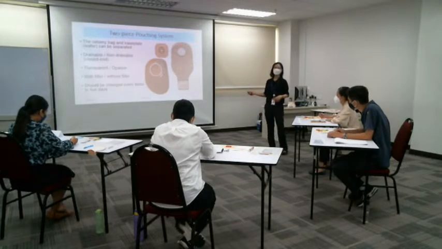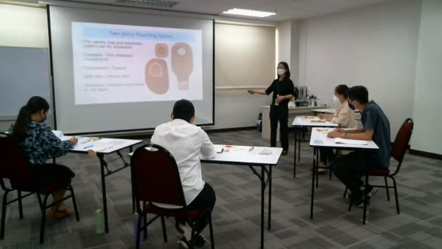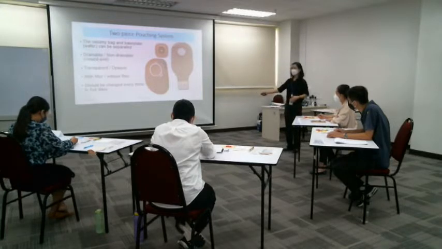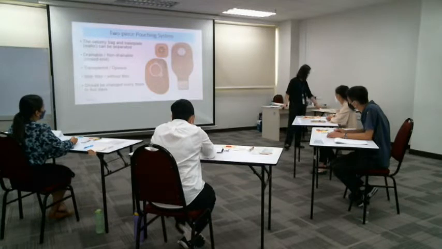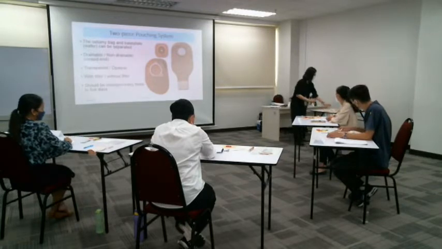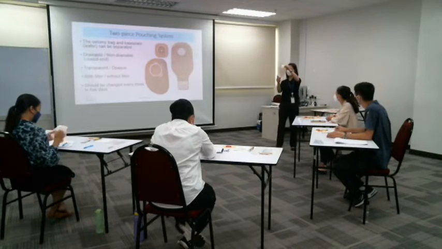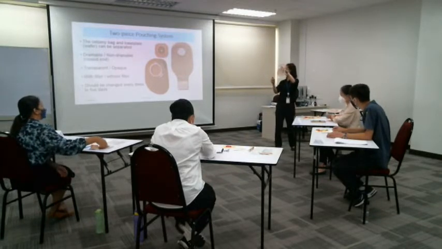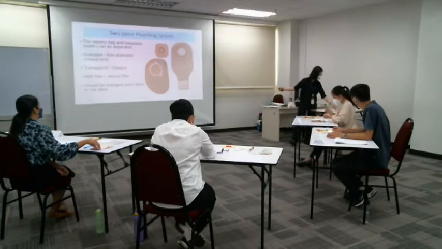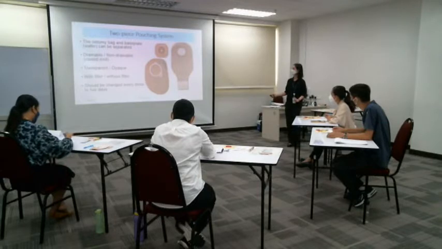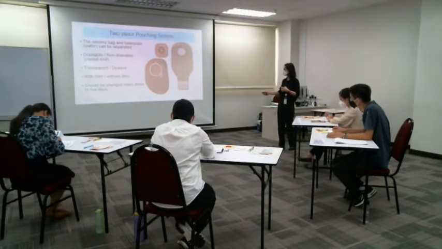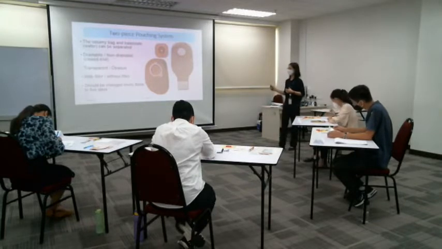This two-piece pouching system also comes as drainable and non-drainable. As you can see here, this is non-drainable or closed end, and this is drainable. It is not the same as one piece because the base is detached from here. And it can be transparent, like this. Two pieces, transparent. Or it can be opaque, like the one shown here. Then it can be with filter, this is the filter, or without filter also.